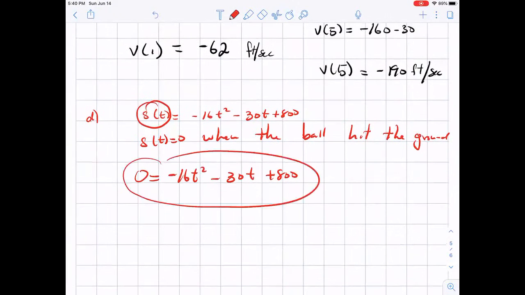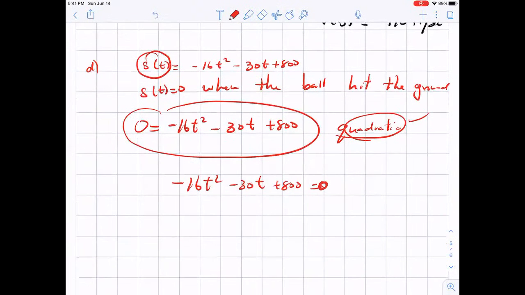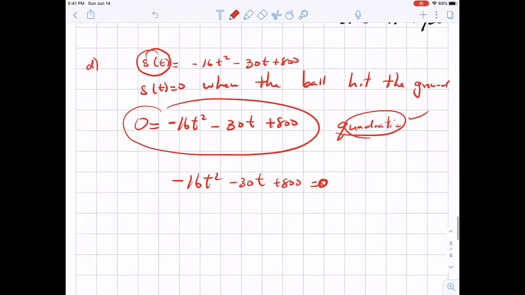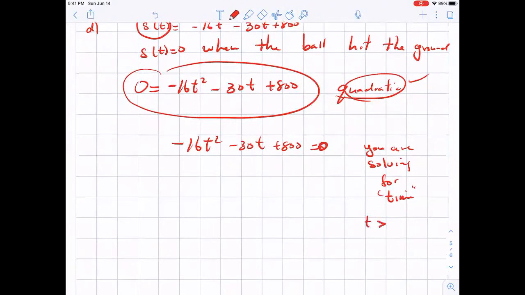Now this is a quadratic. Minus 16t squared minus 30t plus 800 equal to 0. You should be able to solve this. Now be very careful. You are solving for time. So time must be greater than or equal to 0. If you happen to get a negative value for time, you will have to throw it out. I'm sure you can solve the quadratic.